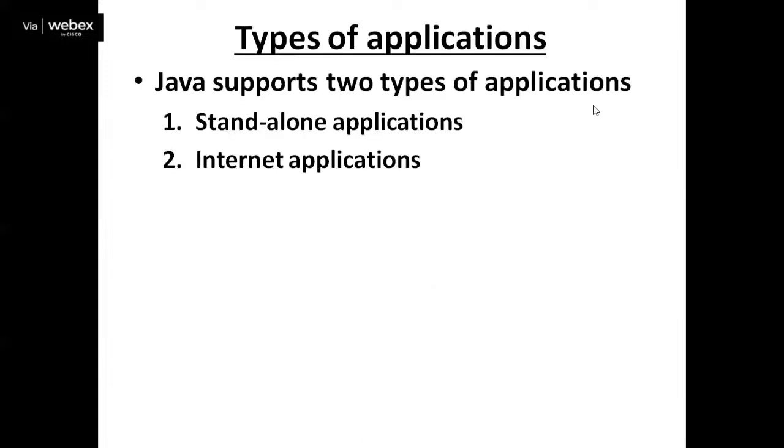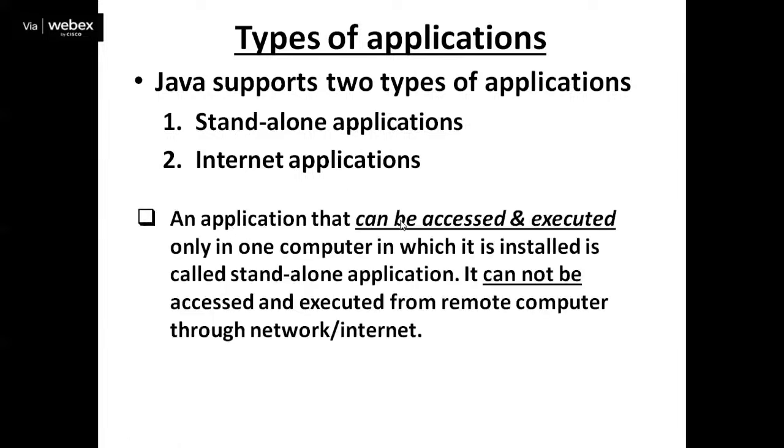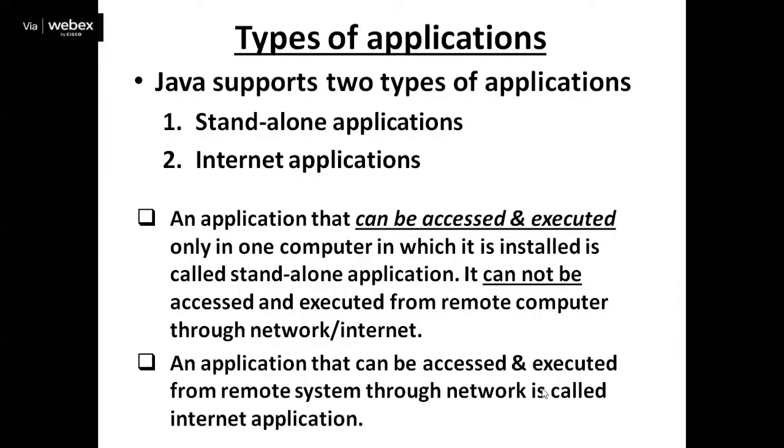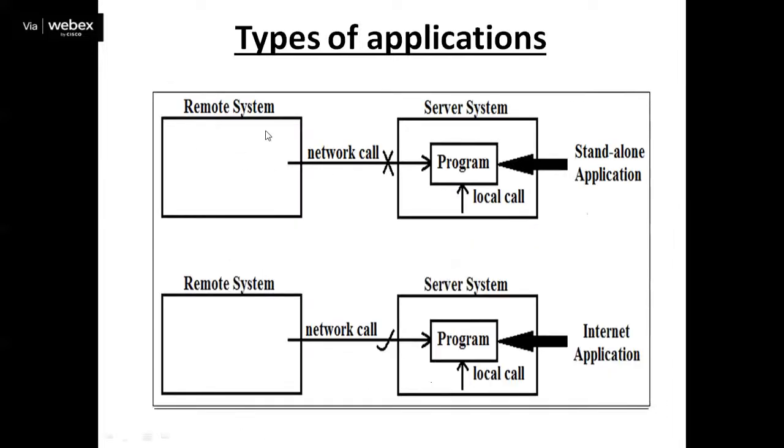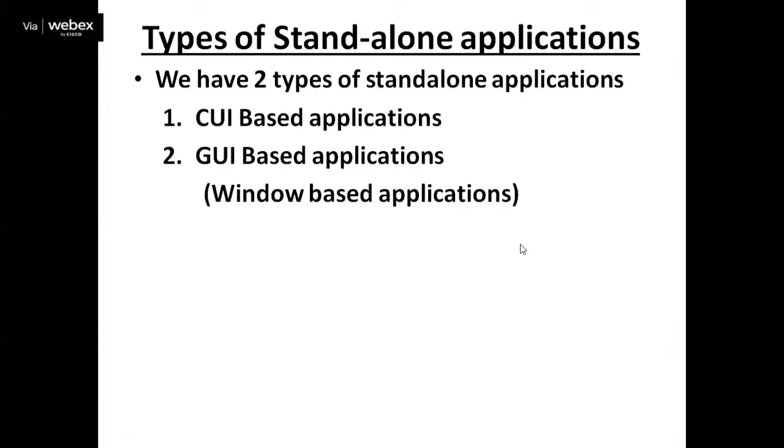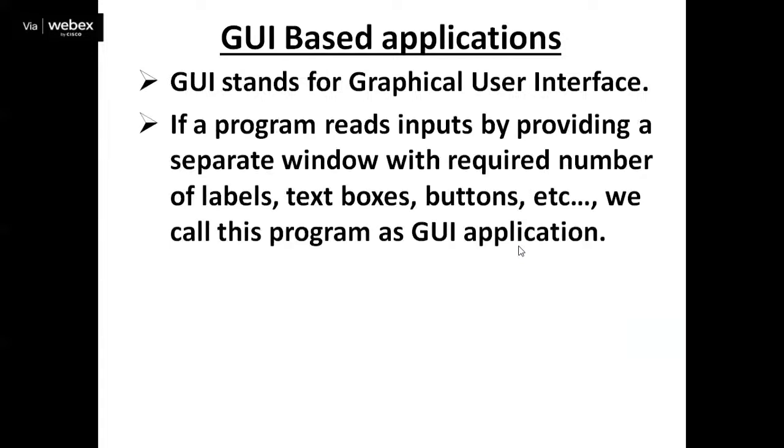So look at here, Java supports two types of application development: standalone applications and internet applications. An application that can be accessed and executed only in the one computer in which it is installed is called a standalone application. It cannot be accessed and executed from a remote computer through the internet. An application that can be accessed and executed from a remote system through a network is called an internet application. If network calls are not allowed, it is called standalone. If remote system network calls are accepted and local calls are also accepted, then we call it internet.